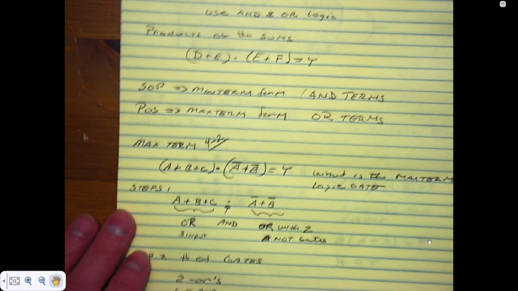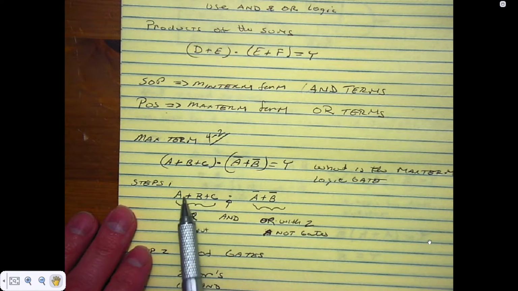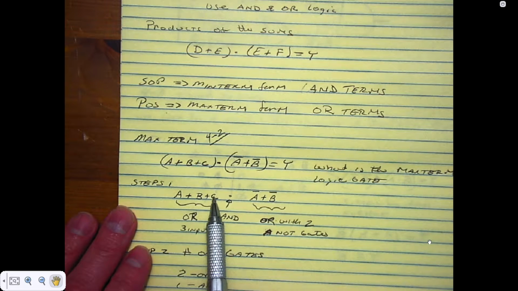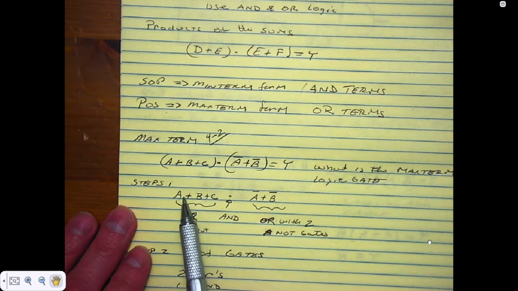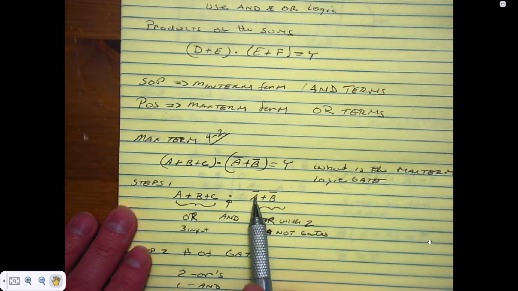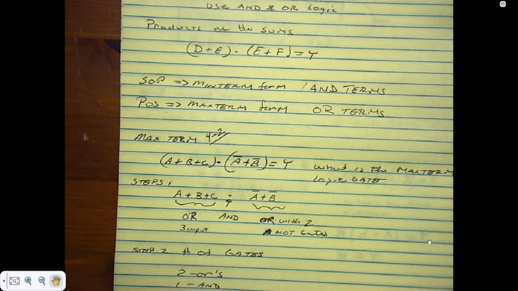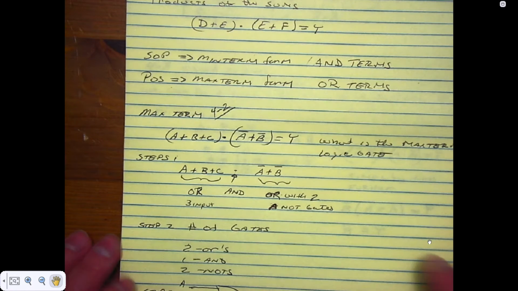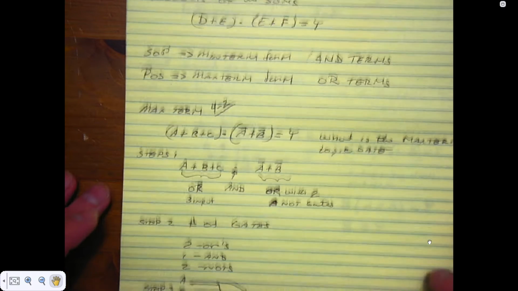Well, step number 1 is to break this up. The A or B or C is an OR gate, and it's a 3-input OR gate because we have 3 inputs right here. We also notice we have an AND here, so we're going to have some sort of AND gate. And then we also have an A not or B not. So we have an OR gate, but we also have 2 NOT gates because these 2 are NOTs. Next step is the number of gates we need. That's 2 ORs, 1 AND, and 2 NOTs.